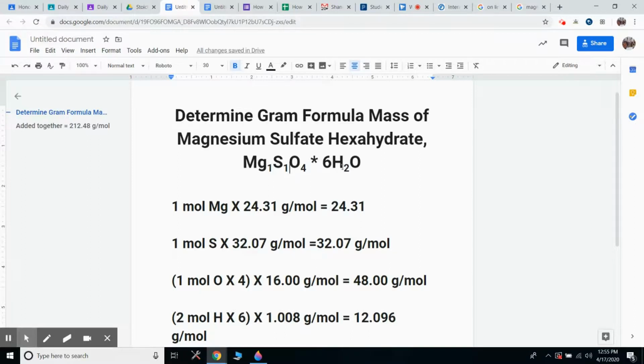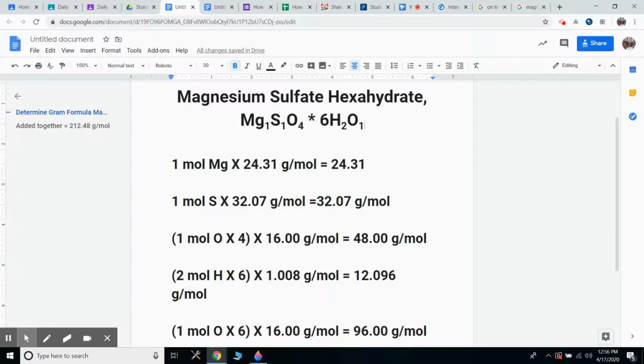I'm going to distribute this coefficient to the subscripts. So since I have 2 hydrogens, a subscript 2 here, I'm going to do 6 times 2. And then I do not have a subscript after the oxygen. Remember, I'm going to add it in. The subscript 1 is never written. So I'm going to do 6 times 1.